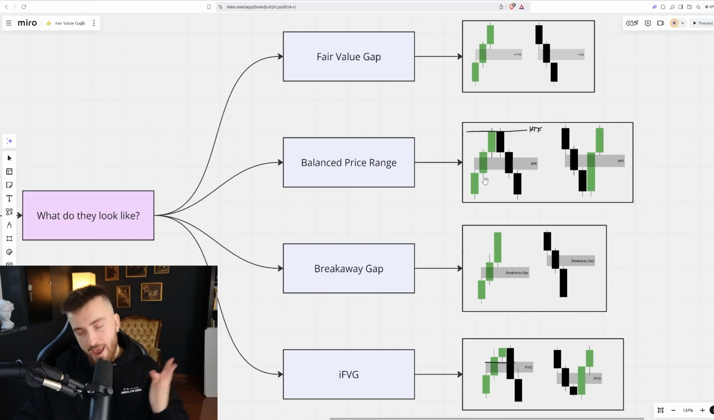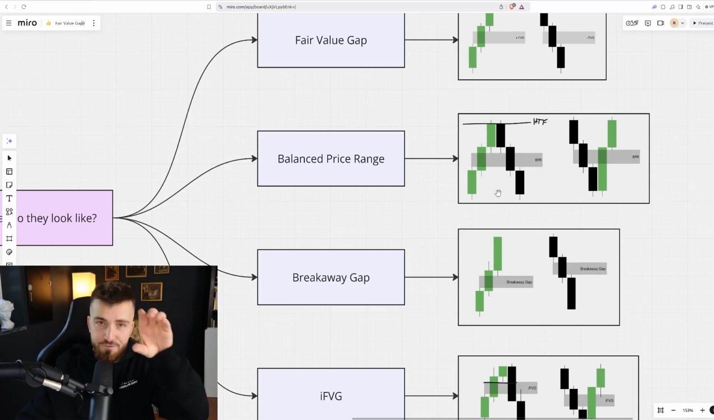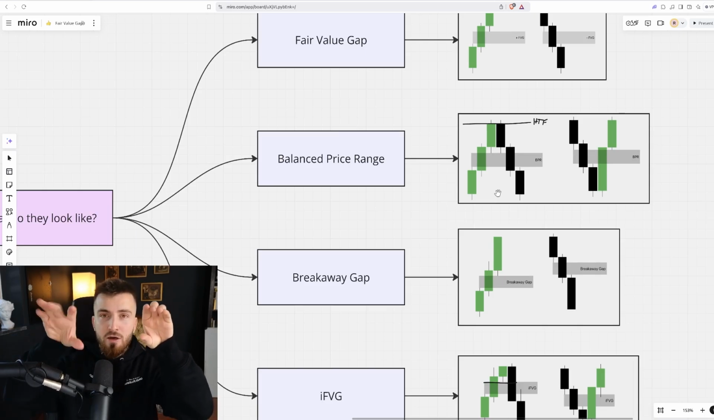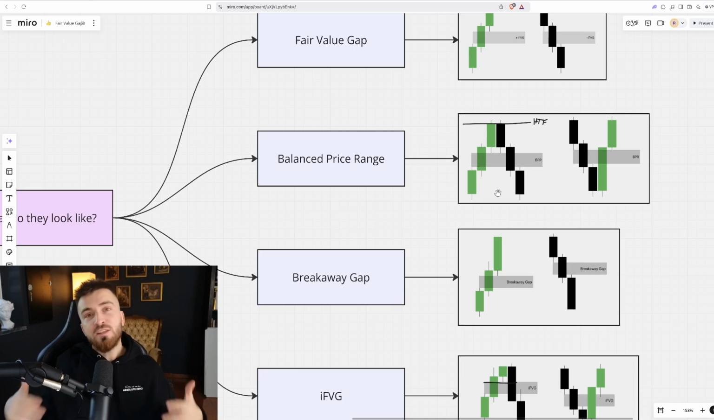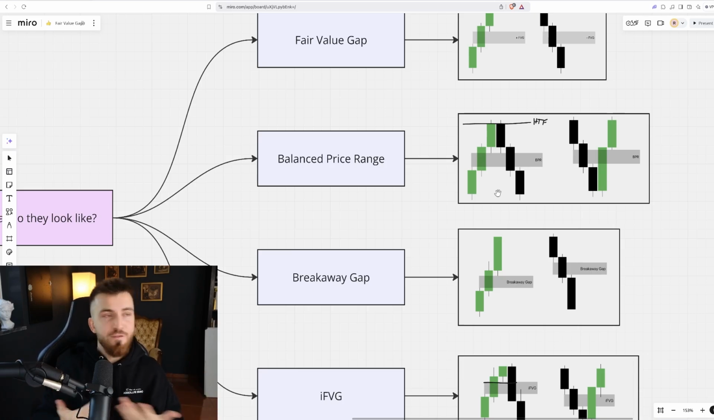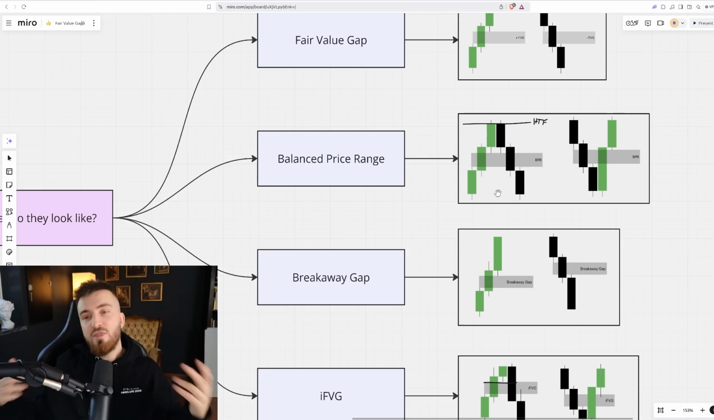Now, let's go on extra jargon. So what is a balanced price range, or BPR? It's just a fair value gap and another fair value gap overlapped. That's a BPR. It's two fair value gaps that overlap each other. That's what a BPR is.